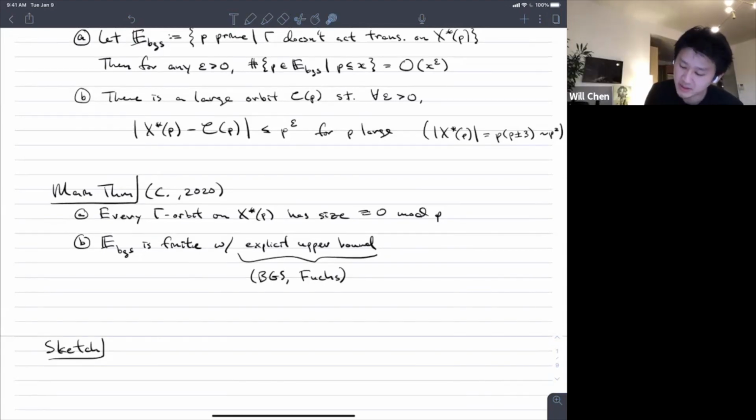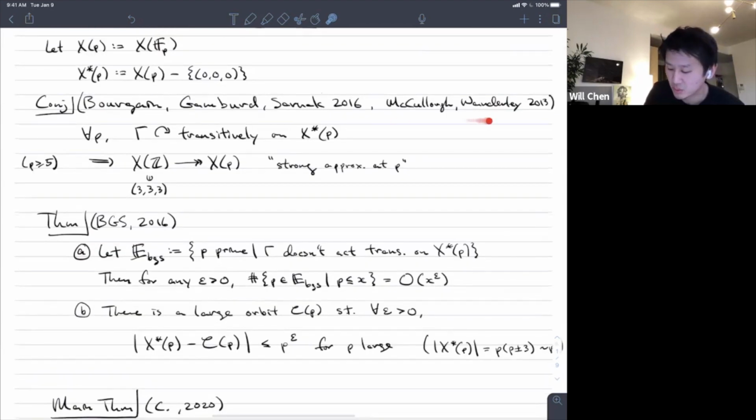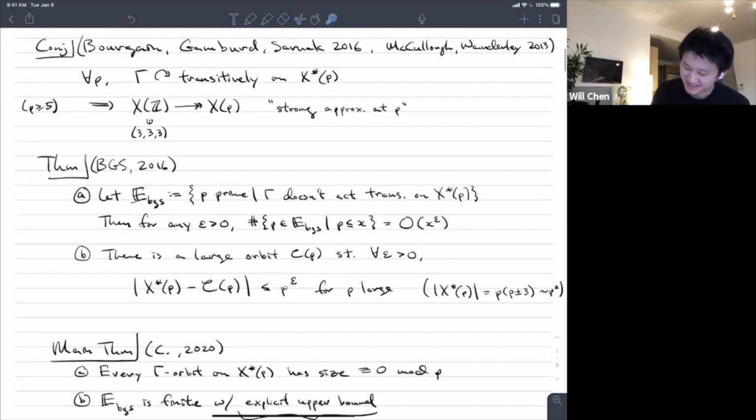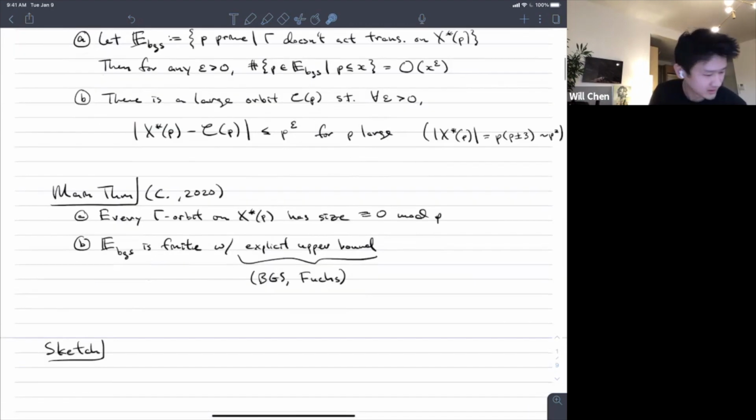Nice. Okay, cool. I should also say that McCullough and Wonderly checked their more generalized conjecture for all prime powers up to like 160 or something. So de Courcy Island, I mean, he's done a lot more. He's checked it for a lot more.